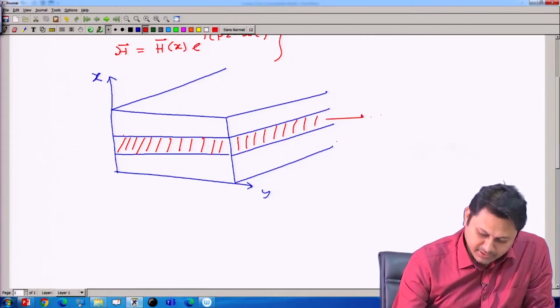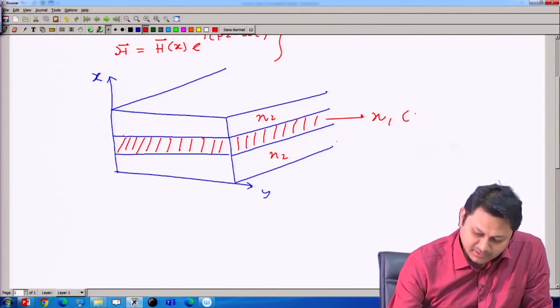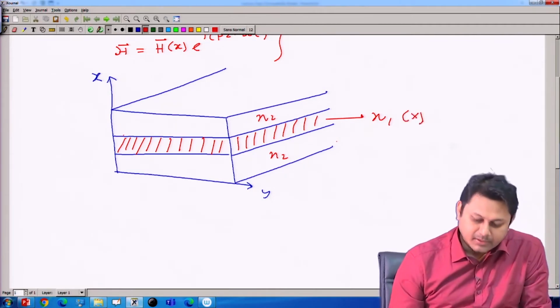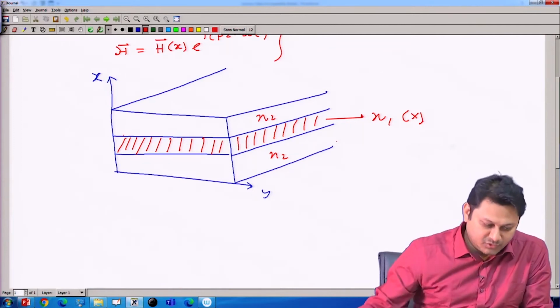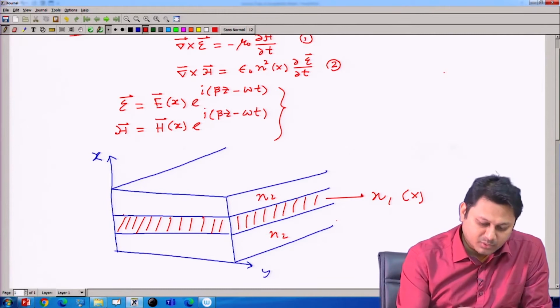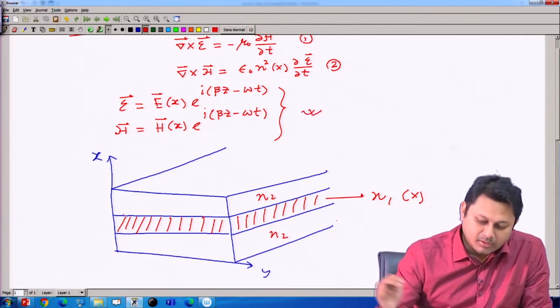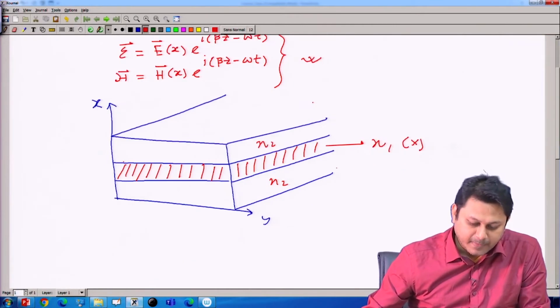So, here the refractive index is N1 and this behaves as a cladding, so I can write N2. Since it is along the x axis, the refractive index is essentially a function of x, and this is a planar waveguide. In such a waveguide we can write the field like this, the way I have written.